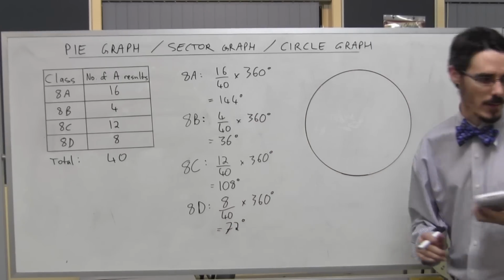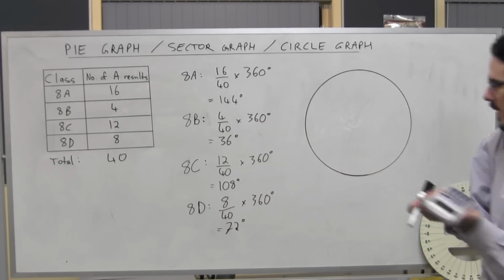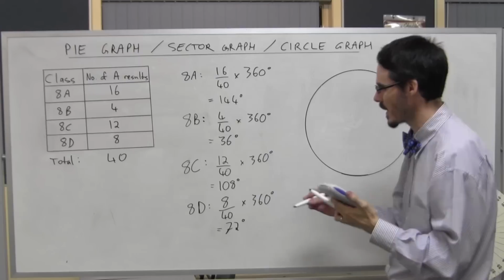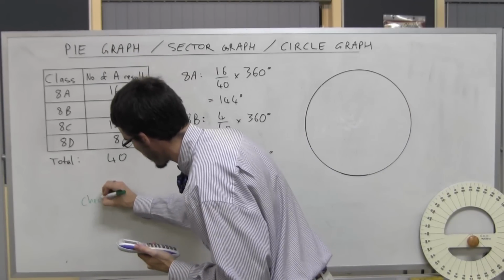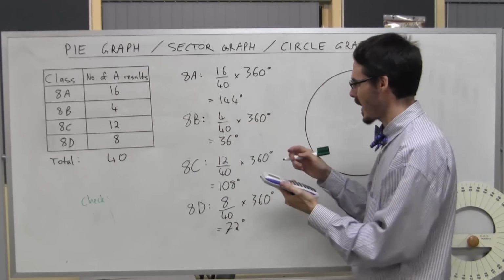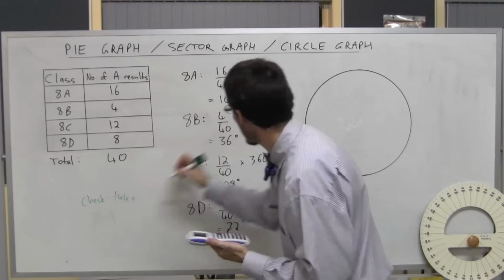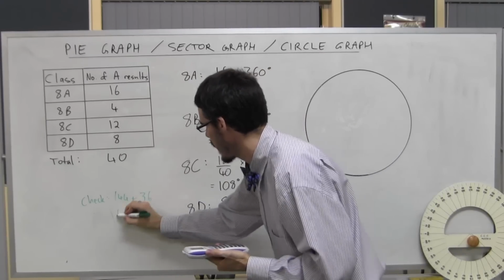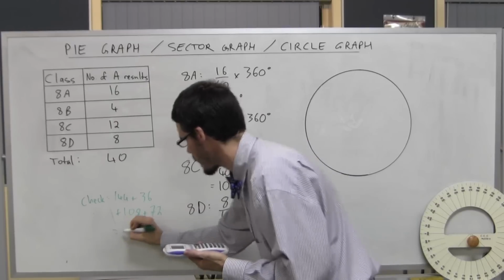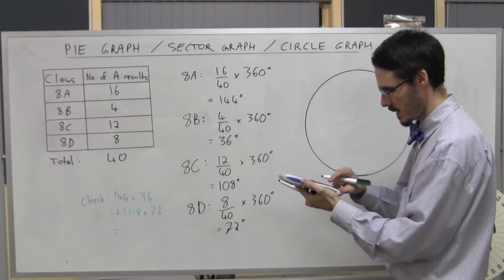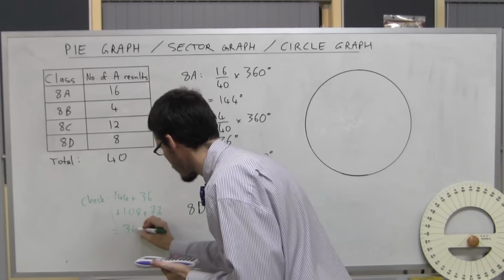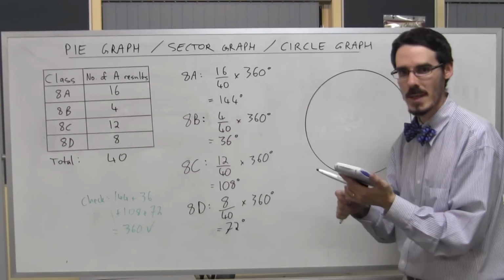It is worth checking that each of these together adds up to 360 degrees. Even if you don't actually write this, do it just to make sure. 144 plus 36 plus 108 plus 72 does indeed make 360. Good, that means I haven't missed anything.